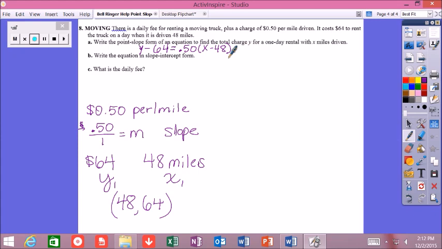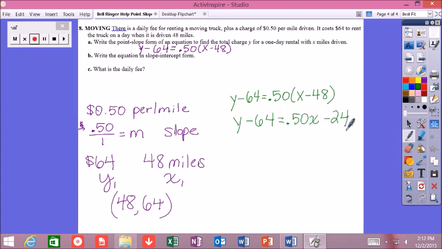We're going to do the same thing we did in the last problem. We're going to distribute and isolate the y so that it is in slope-intercept form. So if we distribute 0.50 or 1/2 in our parentheses, we have y minus 64 equals 0.50x minus 24. And we're going to add 64 to negative 24. y equals 0.50x plus 40.